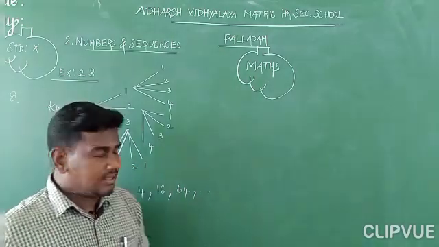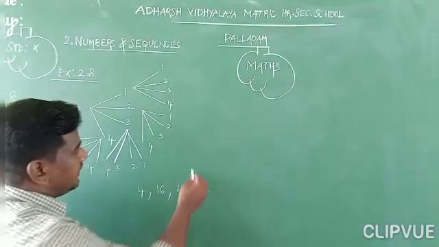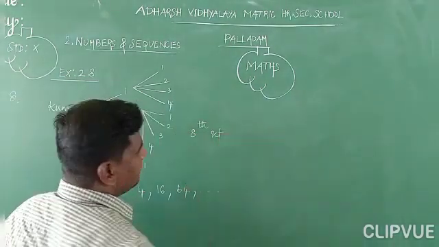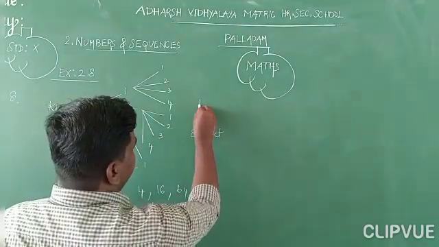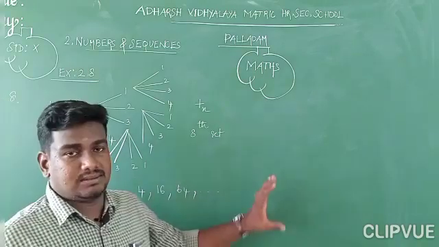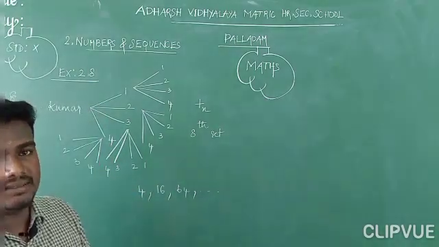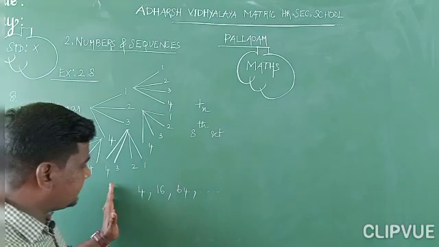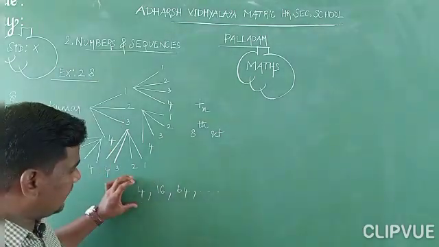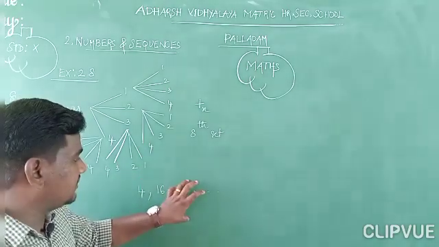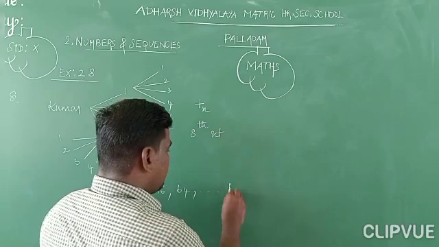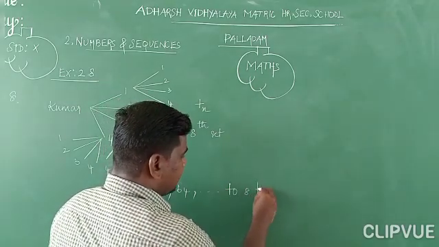The question is, they asked to find the 8th set, which means Tn. And how many letters did they make? It means we are going to find the sum of the letters. So first term 4 letters, second term 16 letters, third 64, and so on, up to 8 terms.